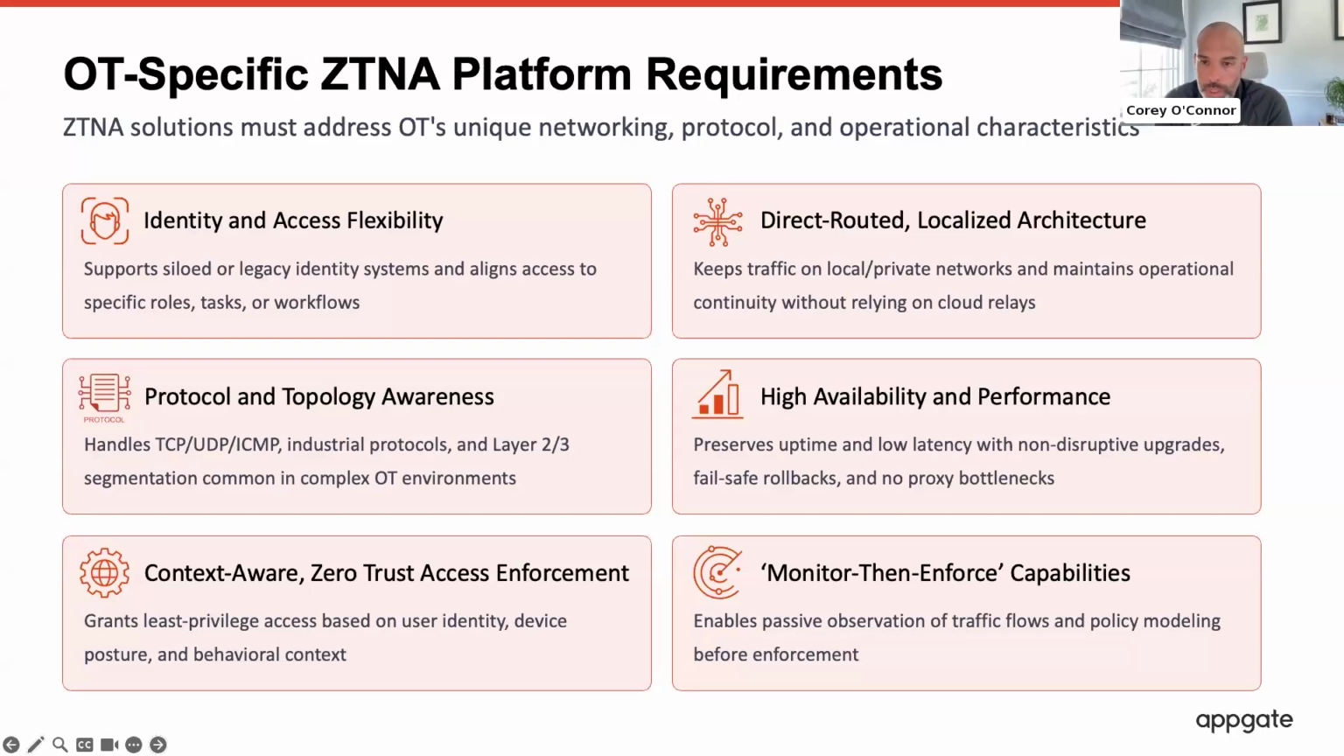Number two was defensible architecture. Having a direct routed architecture certainly supports that, right? It's keeping traffic local. It doesn't rely on any sort of cloud proxy or redirection. You're in full control of how data is traversing across your network. And that's critical when you're dealing with these non-routable protocols and isolated network segments.